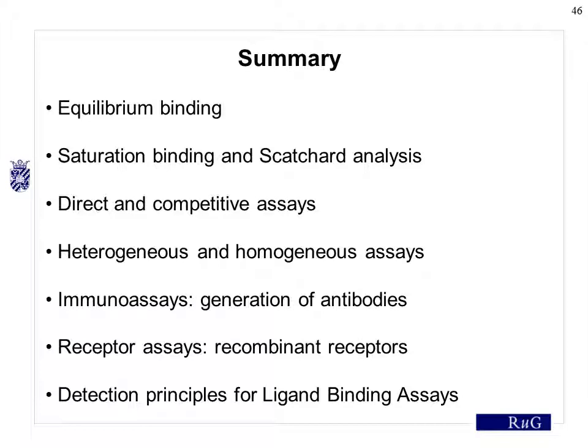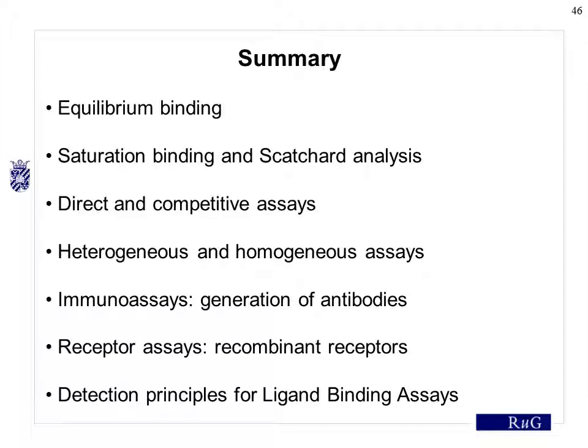In summary, these are the points that you should know and should be aware of. Ligand binding assays depend on equilibrium binding. They are usually characterized by saturation binding curves, and the data can be transformed by the Scatchard analysis. Please rehearse the steps needed for the Scatchard transformation, and please remember how the dissociation constant and the Bmax can be determined. You should understand the principle of direct and competitive assays, as well as of heterogeneous and homogeneous assays.